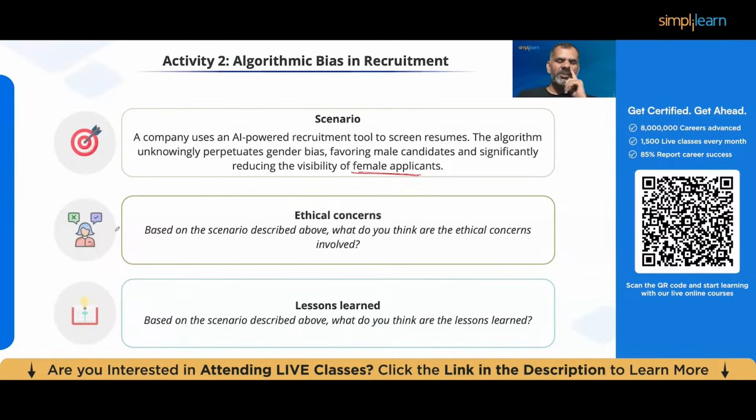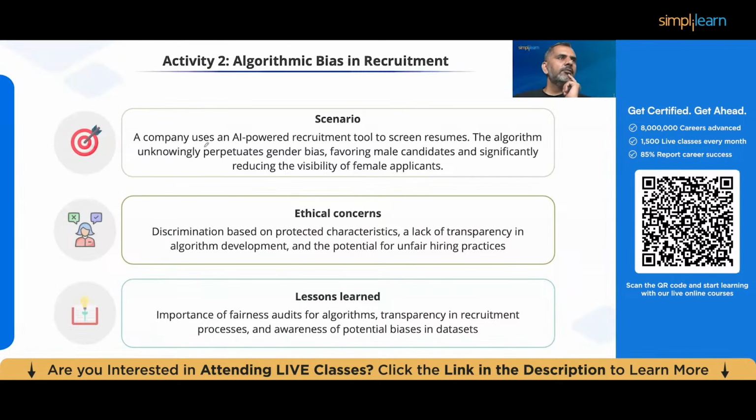Fairness is one. Fairness, or you can say bias and discrimination. Lack of transparency will also be here. The algorithm unknowingly perpetuates gender bias, favoring male candidates and significantly reducing the visibility of female applicants. Data use, you know. So what are the lessons learned from here? You have to introduce more fairness in data collection and the use of data to remove bias and discrimination.